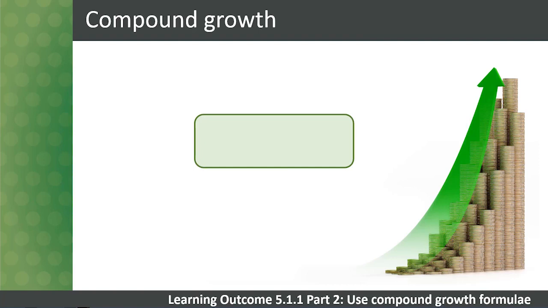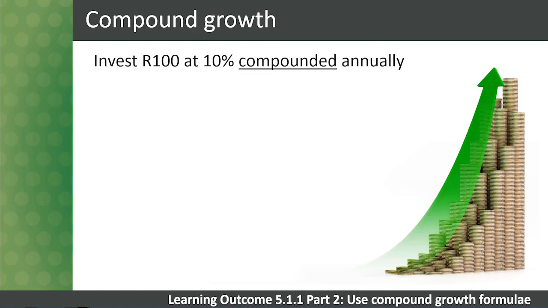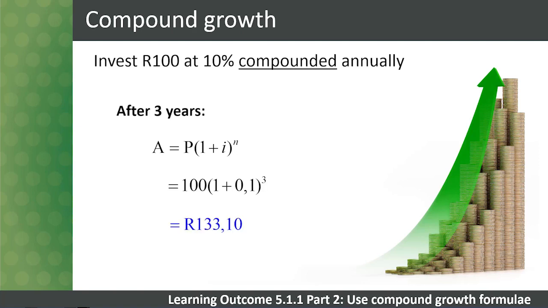Calculating compound growth is made simpler by applying the compound growth formula, which students should be very familiar with. Let's apply this formula to the previous example where we invested 100 Rand at 10% compounded annually. After 3 years, we have, which equals 133 Rand and 10 cents. This is the same as the value we calculated in the previous example.